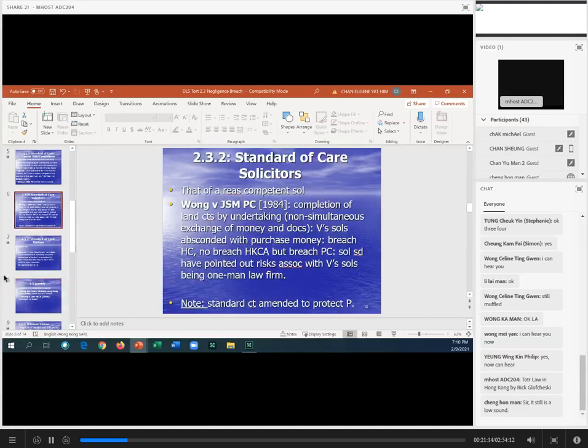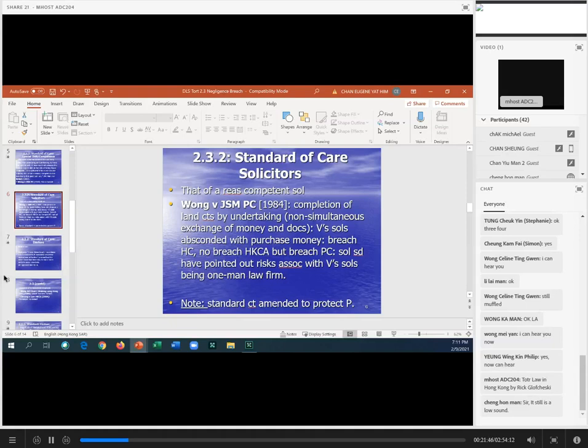Okay, and then with regard to going back, Wong and JSM. In Wong and JSM, remember the solicitor was newly qualified. She's only qualified for about 2 years, and she was involved in a conveyancing transaction, and the method of completion of land contracts in Hong Kong is not simultaneous exchange of money and documents. It's what we call completion by undertaking.